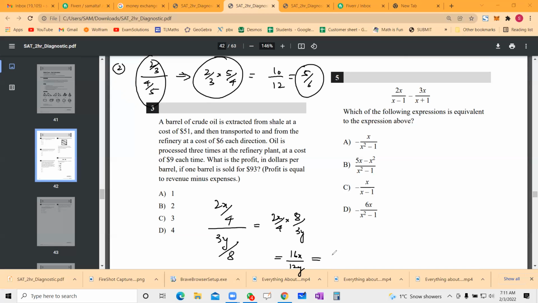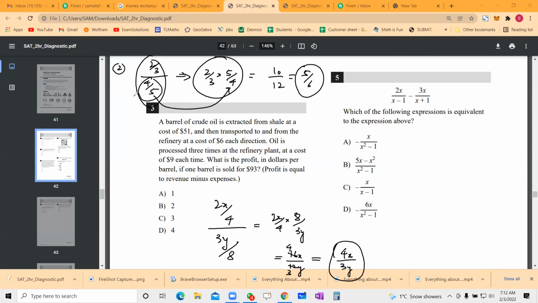That'll be 4x over 3y, because 4 times 4 is 16 and 4 times 3 is 12. So it'll be 4x over 3y. That's correct. So dividing the fractions is exactly multiplying them, but making the second fraction the reciprocal. That's it.